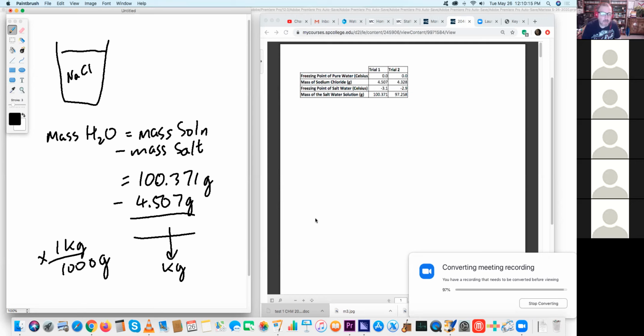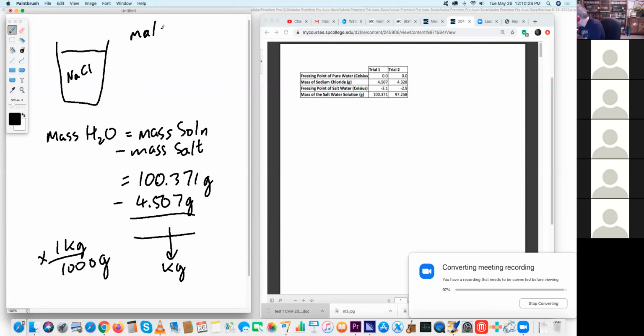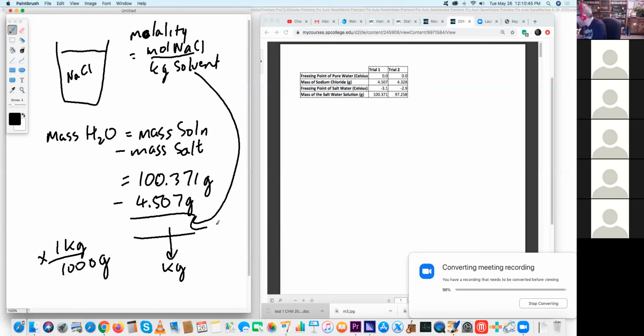All right, any questions about that? Once you get that, then we can find the molality. The molality is equal to moles of NaCl over the kilograms of solvent, which is water in this case, which is going to be this result down here that we're getting. And the moles of NaCl we get from the mass of NaCl, converted into moles using the molecular weight.